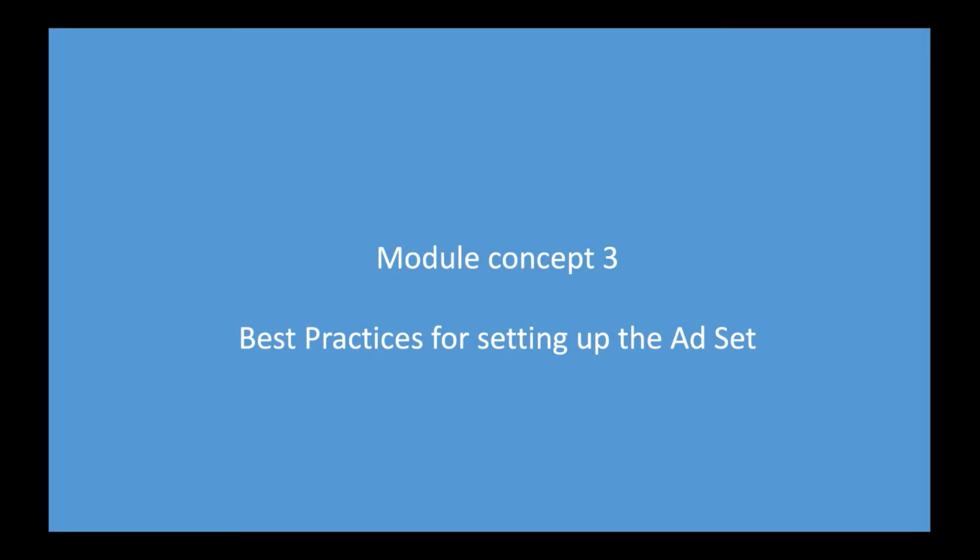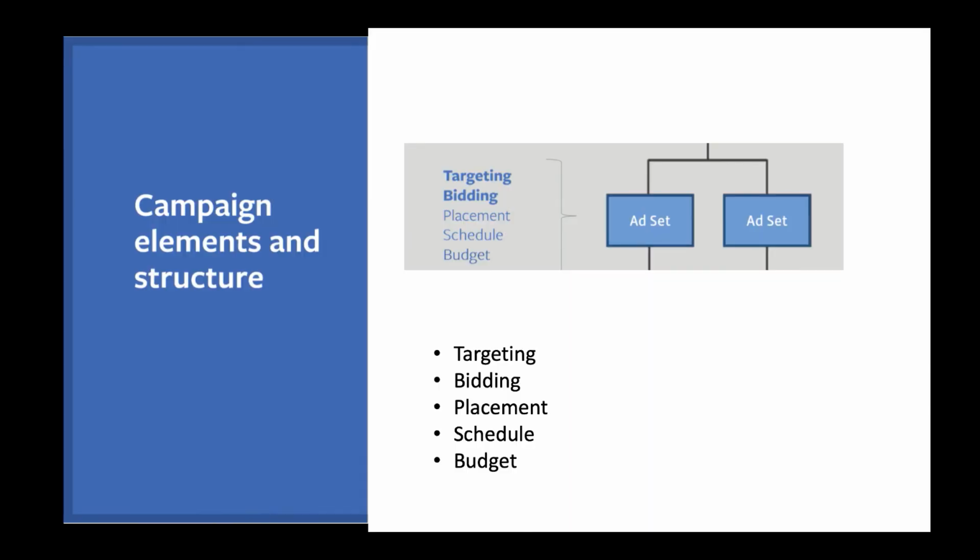All right, let's get started now with the next module concept. In this module, we're going to show you the best practices for setting up the ad set. As a quick refresher, remember that the ad set is where we set the following things: the targeting, bidding, placement, schedule, and budget. I'm now going to take you through how to do these 3 different objectives in the context of branding, engagement, and conversion.